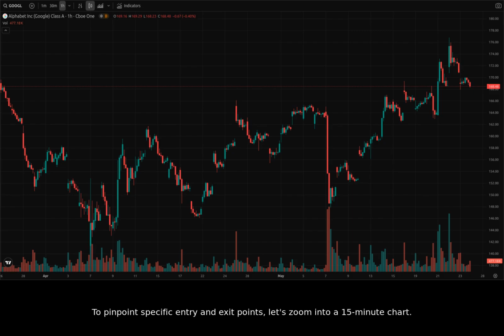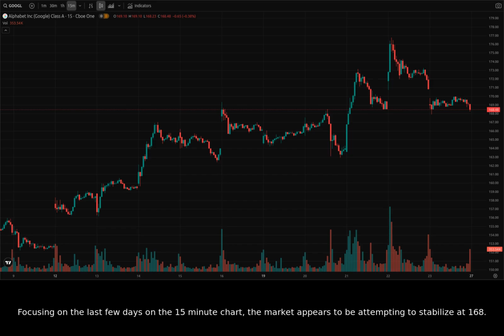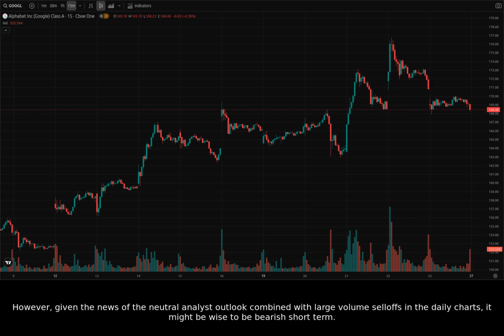To pinpoint specific entry and exit points, let's zoom into a 15-minute chart. Focusing on the last few days on the 15-minute chart, the market appears to be attempting to stabilize at 168. However, given the news of the neutral analyst outlook combined with large volume sell-offs in the daily charts, it might be wise to be bearish short-term.